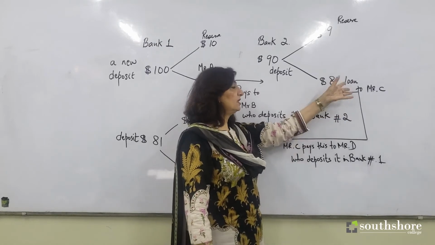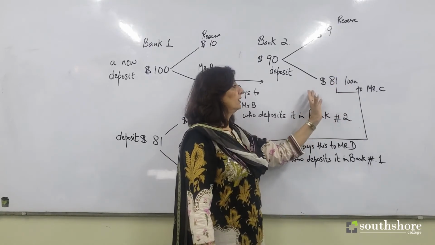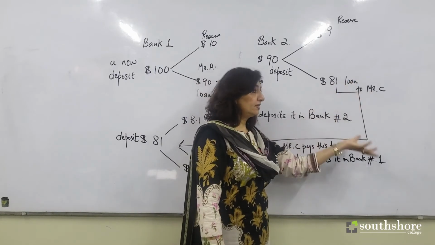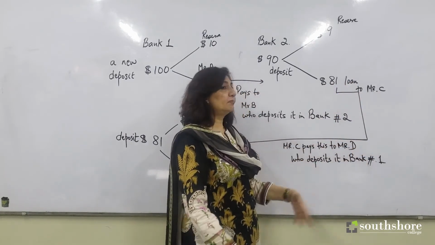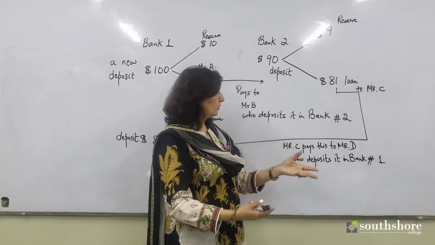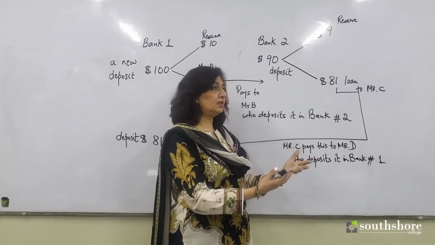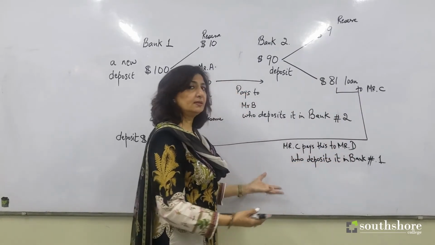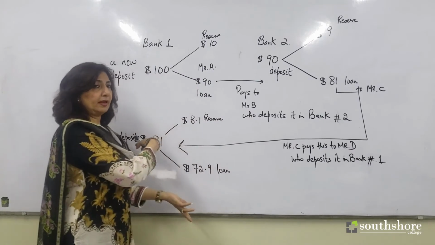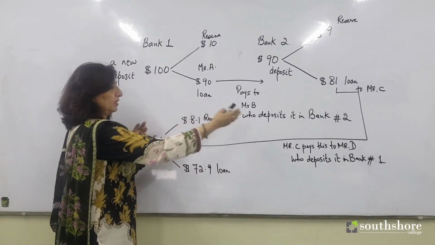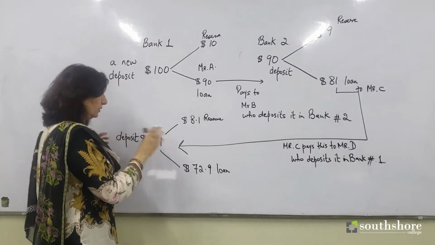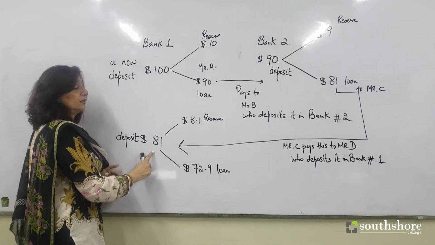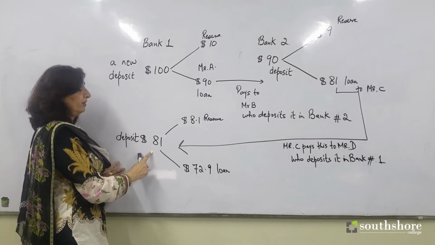So let's say Mr. C comes and asks for a loan and this bank can give this person $81 in the form of a loan. So Mr. C takes this loan and then he goes and makes a payment, he buys something, right? He buys it from Mr. D. So he gives Mr. D this check of $81. And let us say that Mr. D's bank is bank number 1. So whichever bank it might be, he goes and deposits it in the bank. So let's say he deposits it in bank 1. So a deposit is received by bank 1 of $81.